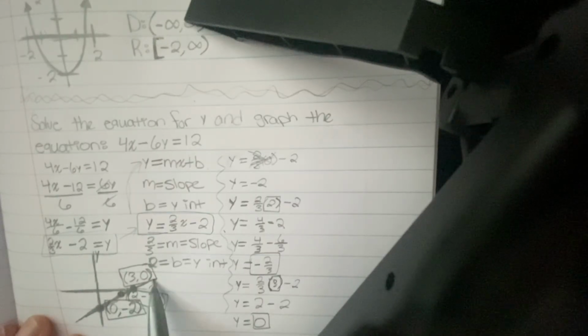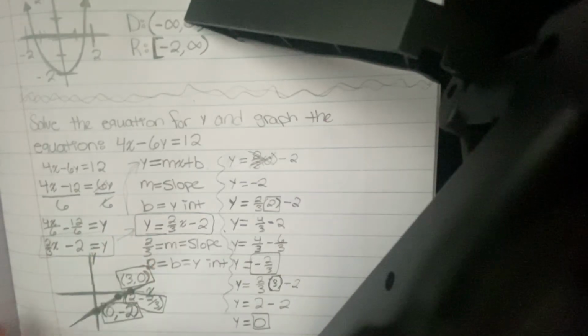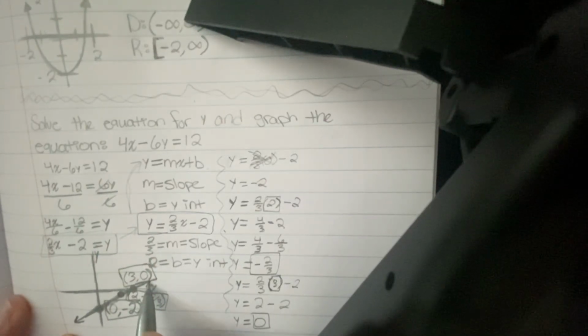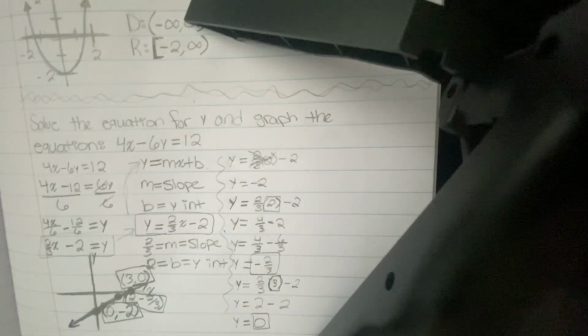And whenever you draw a line and it's supposed to go on and on forever, because it doesn't give us any bounds, it's just a linear equation, you want to write arrows on both ends. And that is how you would graph an equation after solving for y.